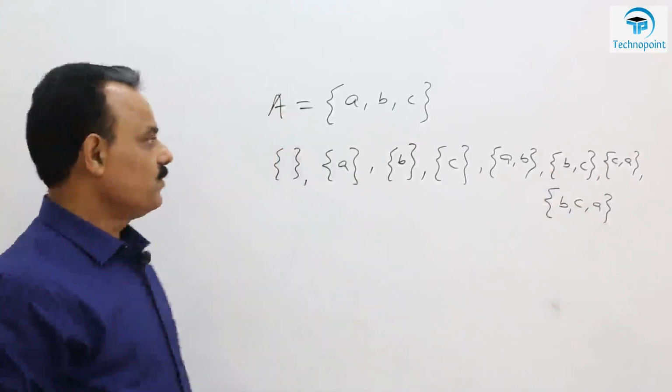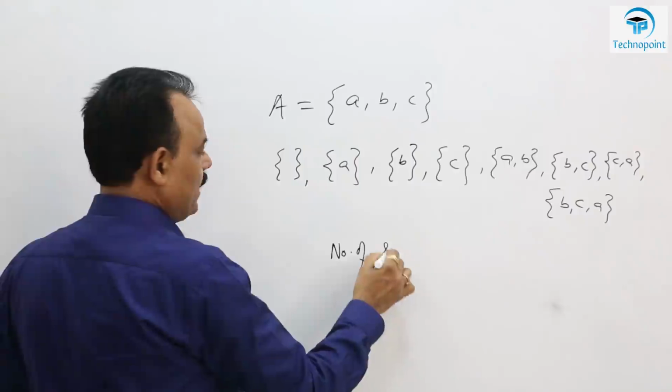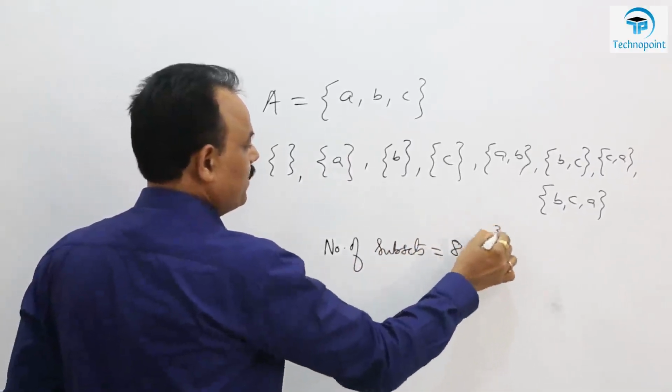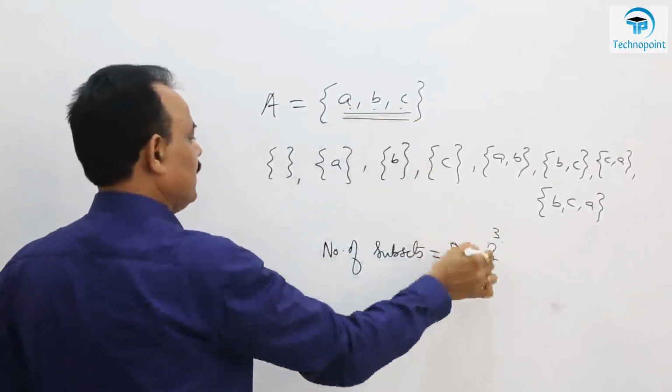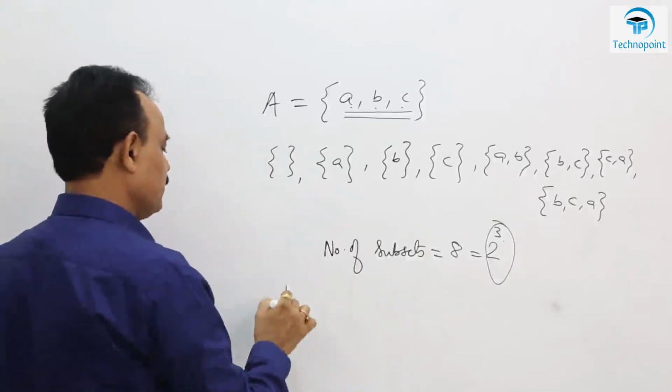So how many subsets are possible? Here you have number of subsets equal to 8. That is 2 to the power 3. So if a set has 3 elements, then number of subsets will be 2 to the power 3. So this is the formula.